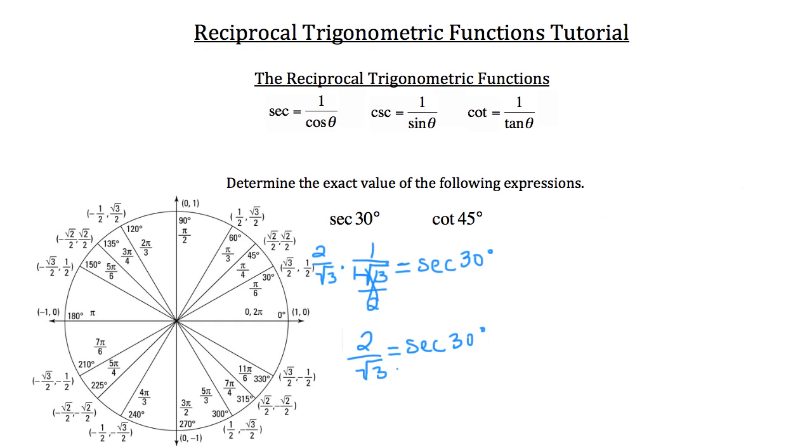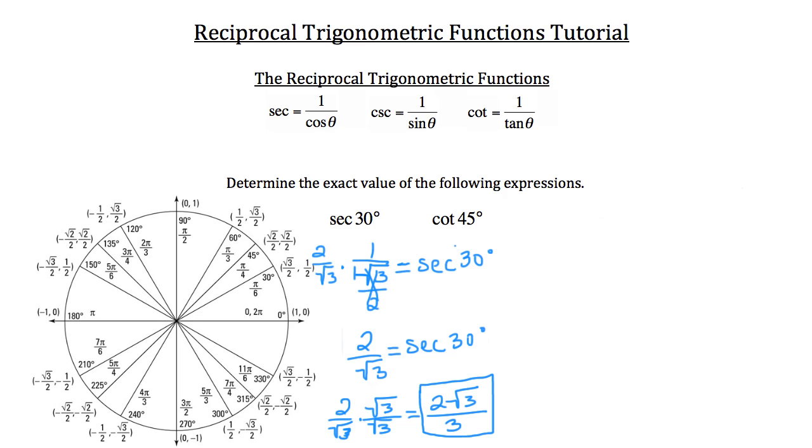Now remember, we can't have a root in our denominator, so we're going to take that 2 over root 3, and we're going to multiply it by a root 3 over a root 3. So on top we have 2 times root 3, which is simply 2 root 3. And on bottom we have root 3 times root 3, which is the square root of 9. And the square root of 9 is 3. So our answer becomes 2 root 3 over 3. That is the secant of 30 degrees.